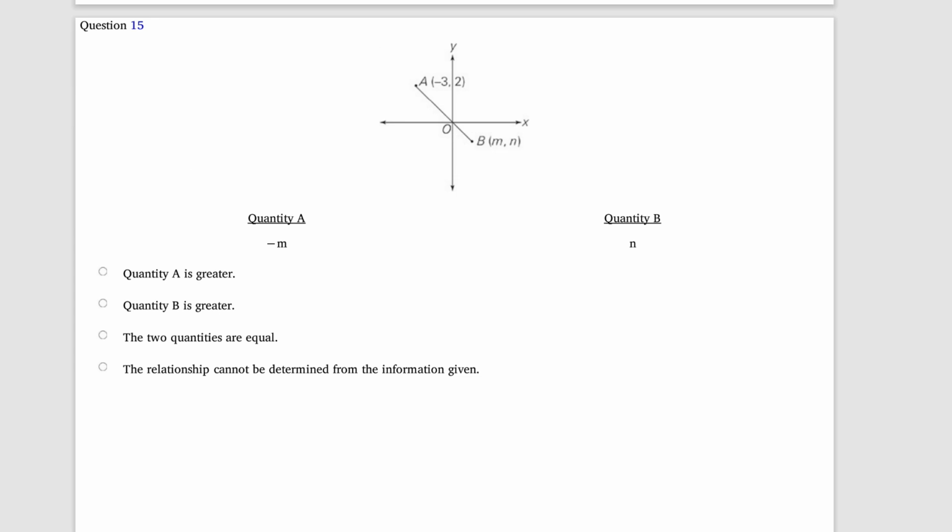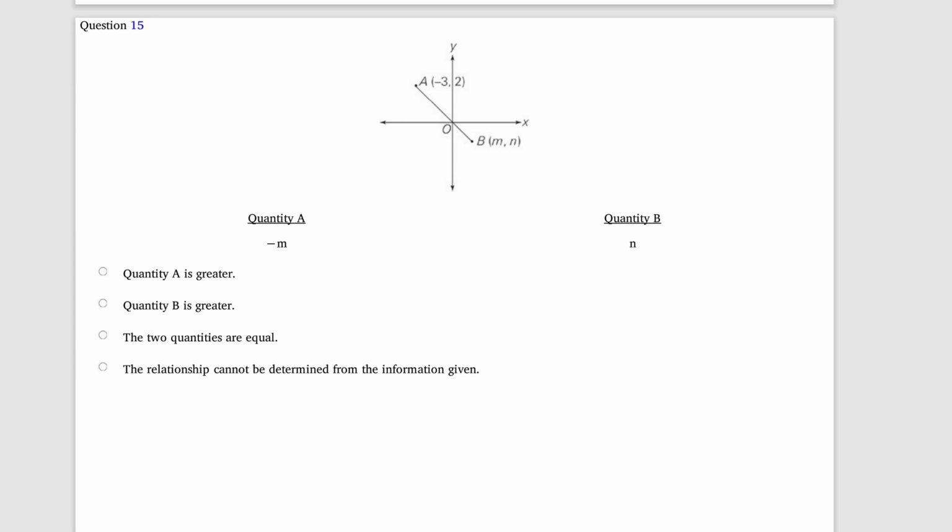And finally, let's do question 15. By the way, you can assume all of these are right, and there will be a cross if any of them are wrong, and I'll explain it at the end. Okay, it's an opportunity to practice the same thing. So we have A at minus 3, 2, and B is m, n. Now this is very similar to the previous question about ratios. We've gone from A to O, that's the origin, and now we need to go from O to B. I'm going to do the same thing, but even slower to make it clearer.